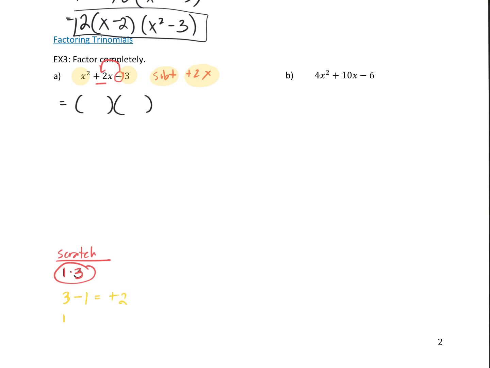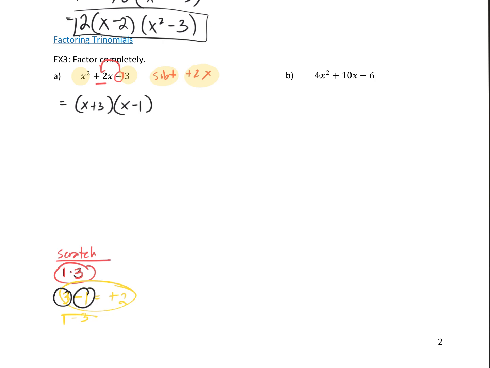If I wanted a negative 2, I would have done the 1 minus the 3. So you want a 3 minus the 1. So what we're going to do is write x, and then we have a positive 3 plus 3, and then x minus 1 minus the 1. And there we go. We are done.